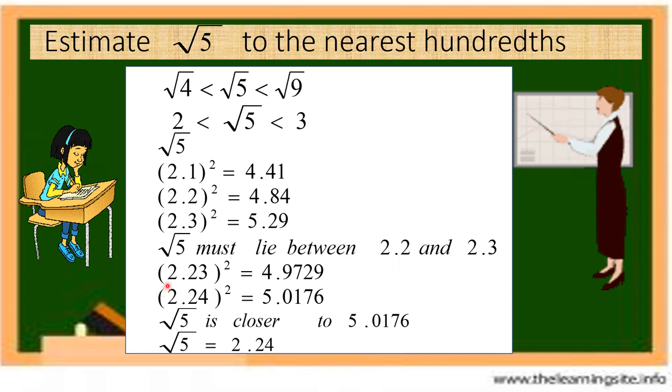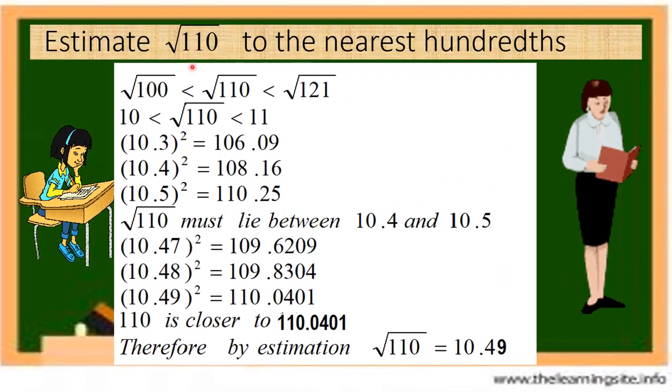So we can proceed with 2 and 23 hundredths squared, which is equivalent to 4 and 9,729 10,000s. And 2 and 24 hundredths squared is equivalent to 5 and 176 10,000s. So square root of 5 is close to 5 and 176 10,000s. Therefore, square root of 5 is approximately 2 and 24 hundredths.